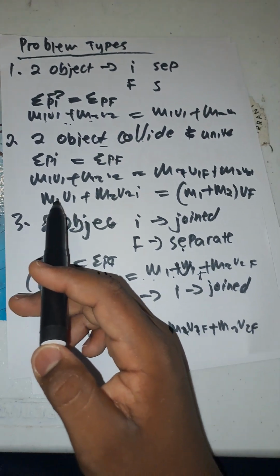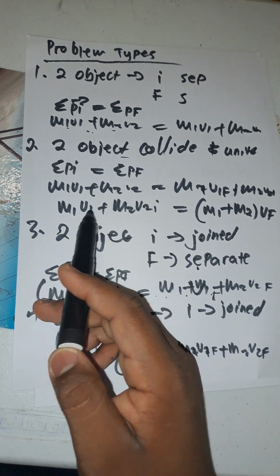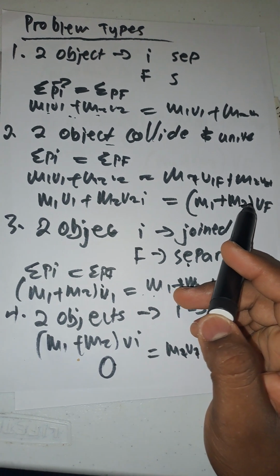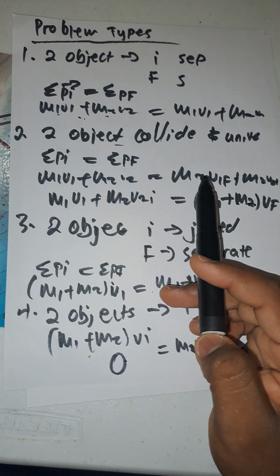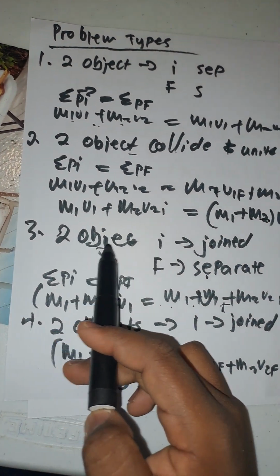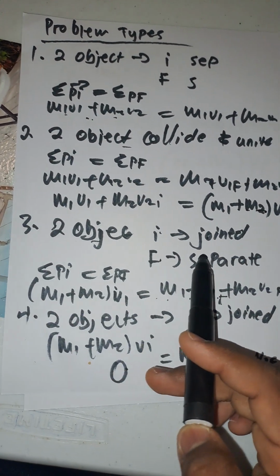Okay, so it means initially they are separated, they collide, and then after it is (M1 plus M2) times VF, because they united after. And then number 3: two objects initially joined, finally separated.